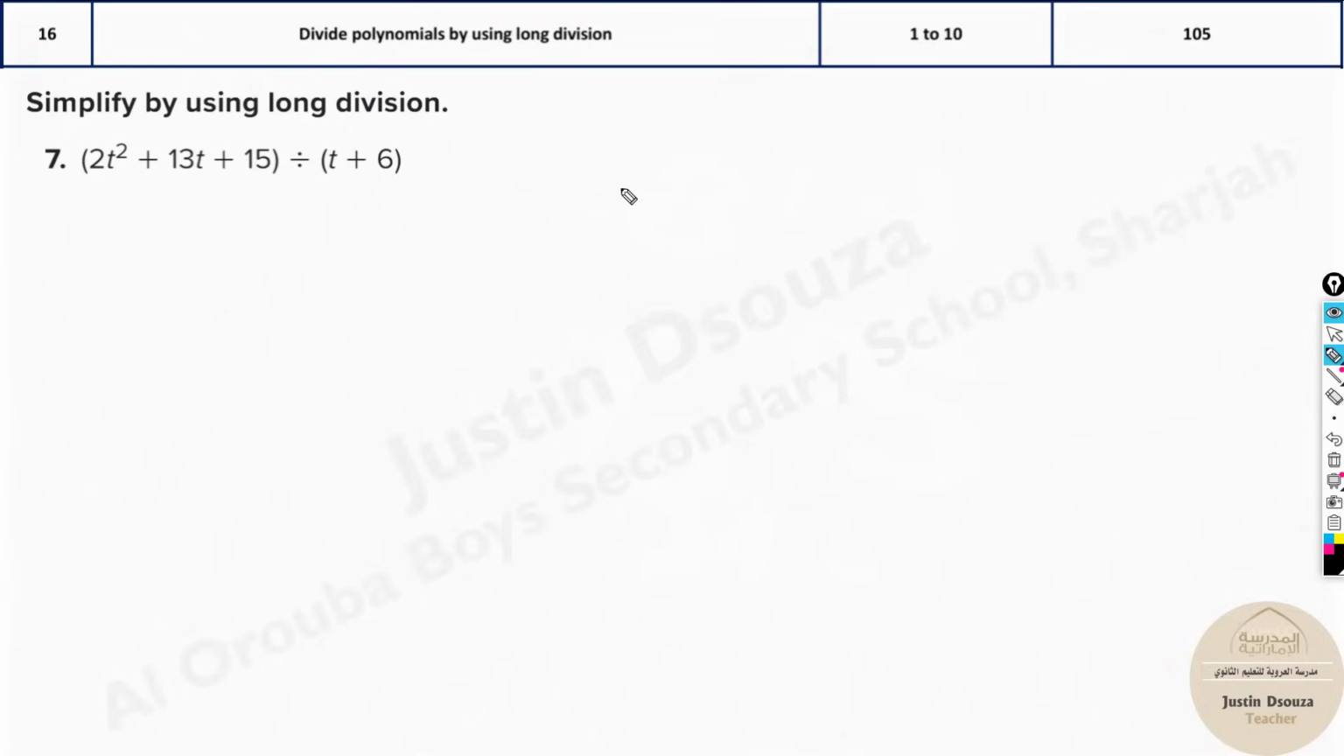Let me do this one. I think so this has a remainder. But anyways, if it doesn't have, we will do one more. So let me first write 2t to the power 2 plus 13t plus 15 divided by t plus 6. Now, what do I need to multiply? So I know this is a number over here, 2, right?